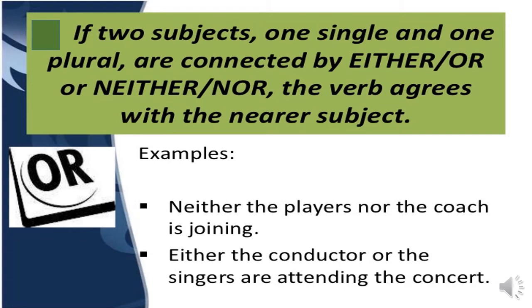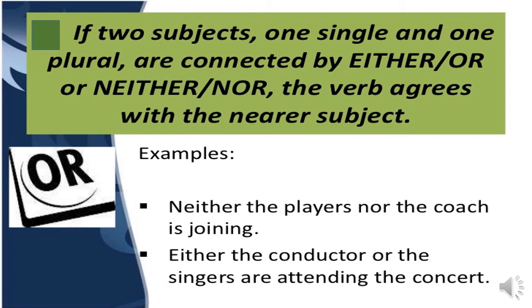Next, if we have two subjects, one single and one plural, which are connected by either or neither or nor, the verb agrees with the nearer subject. So which is the last subject, that will be related to the verb which is used. Neither the players nor the coach is joining. So players was the first subject. The nearer subject to the helping verb is coach, that is the singular subject. So next is followed by singular verb. So that is neither of the players, players is plural subject, nor the coach. Coach is actually the next subject which is in singular form. So the verb followed is.